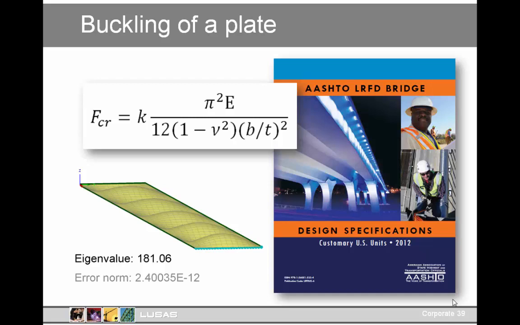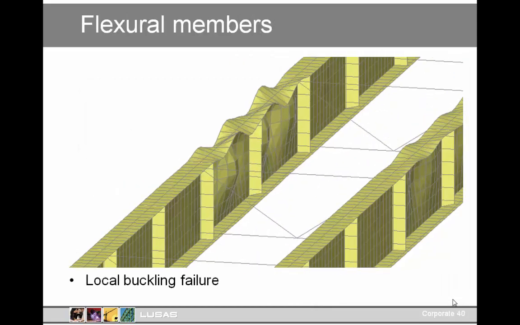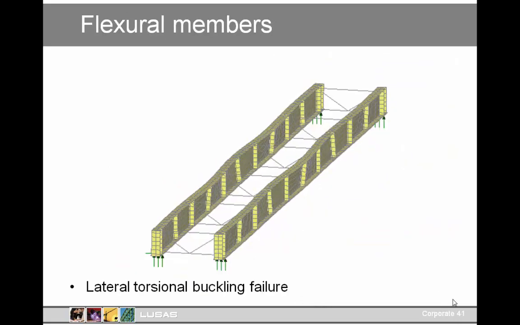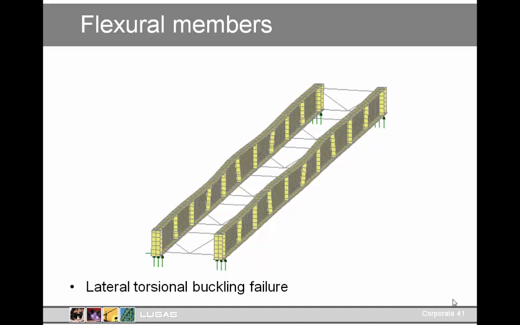The beauty is that when we do this elastic buckling or eigenvalue buckling analysis, we can visualize and check the structural behavior, something we can't do with textbook formulae. It may be a local buckling failure, as we can see here in the top flange of these girders. It may be lateral torsional buckling failure. Notice how the buckling in this case is occurring between bracing locations, which is the assumption effectively when we use AASHTO and we treat each girder individually.